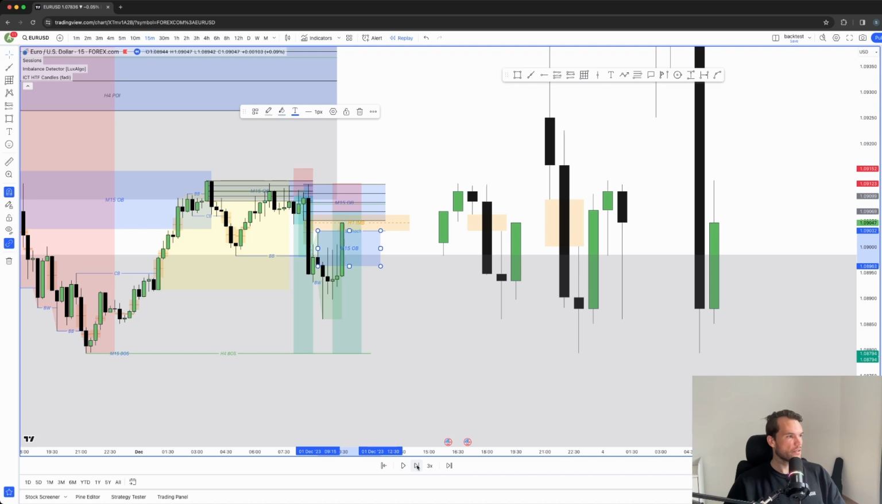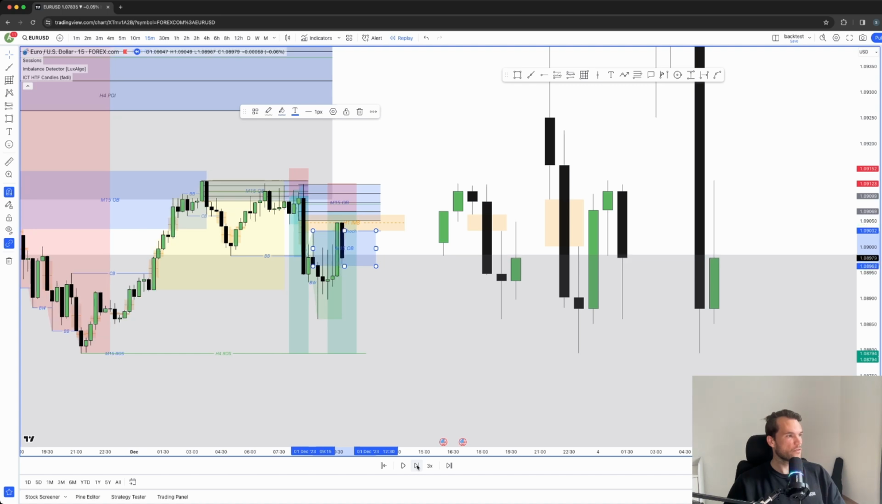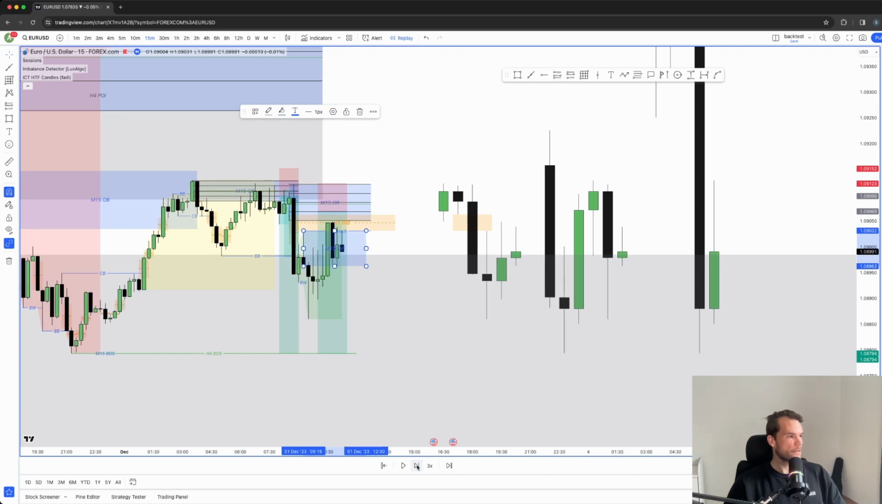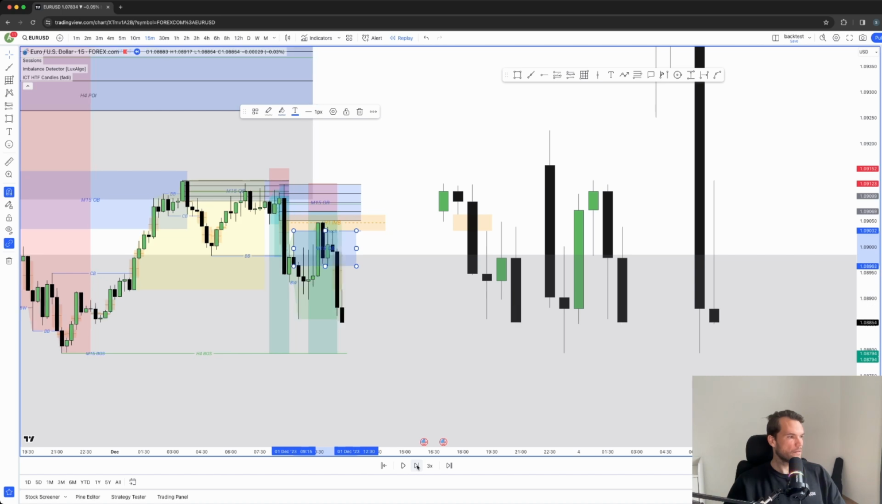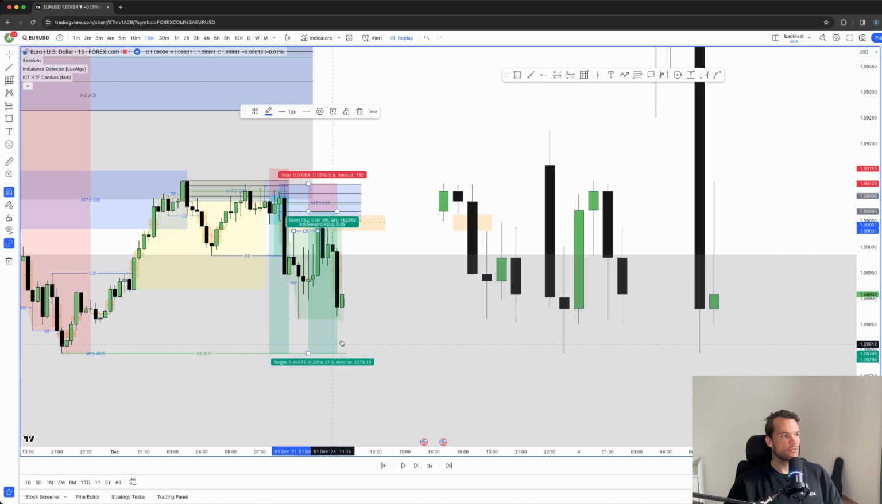Let's see, maybe we get this other order filled. So look at that. Does get the choch up. This is why, when you're marking out your 15-minute structure, you really have to think about where this is occurring.